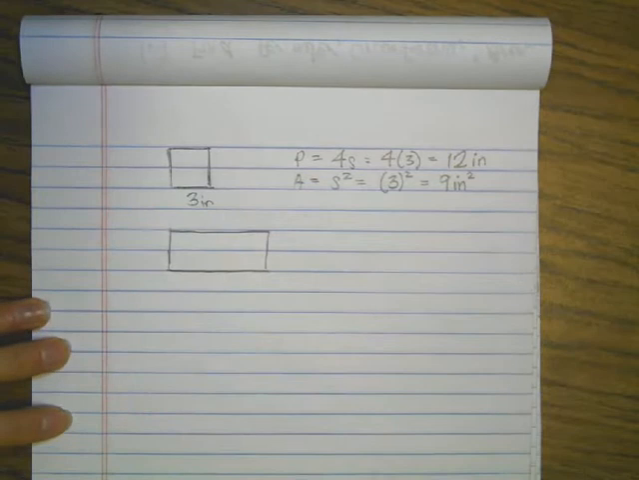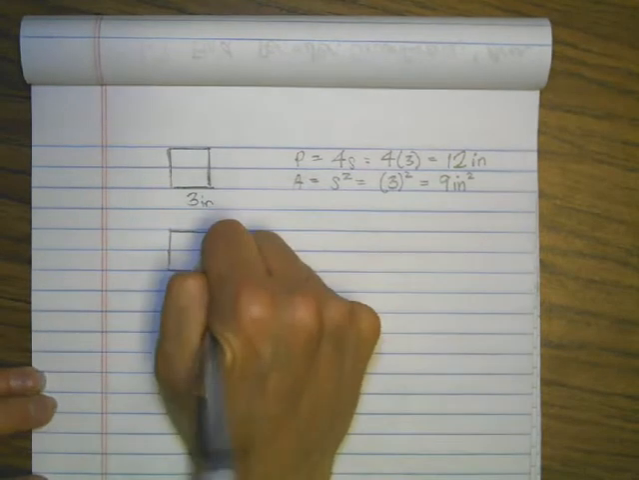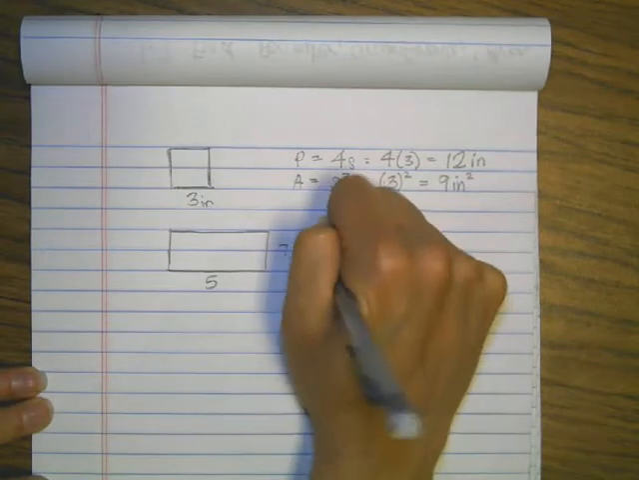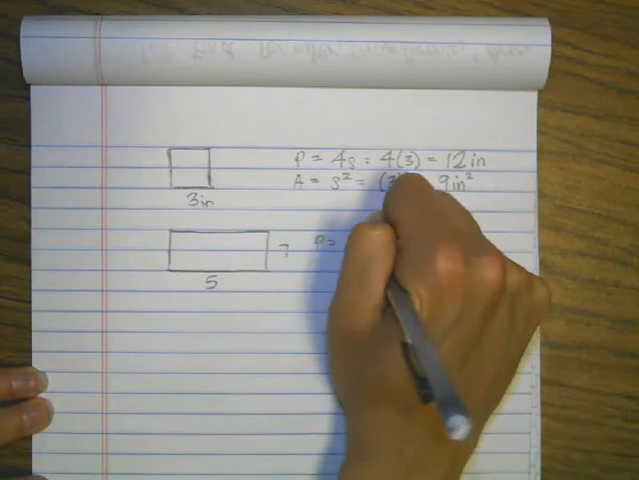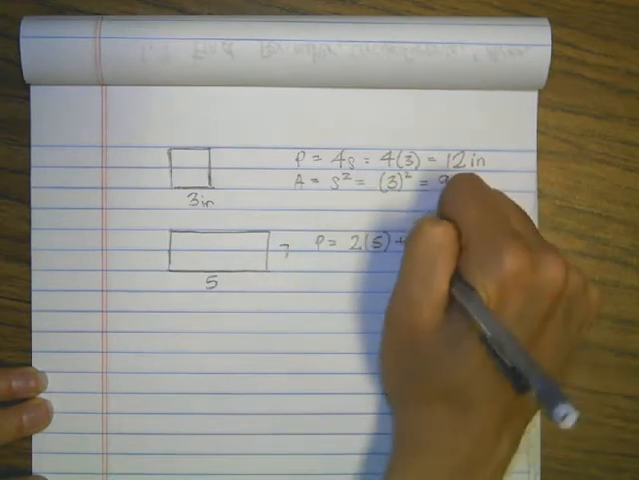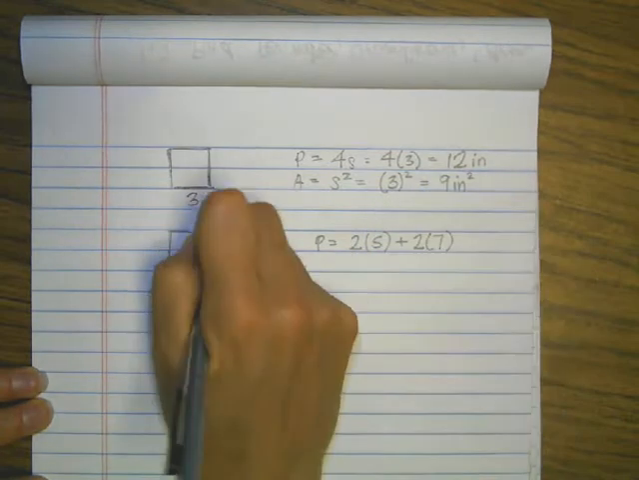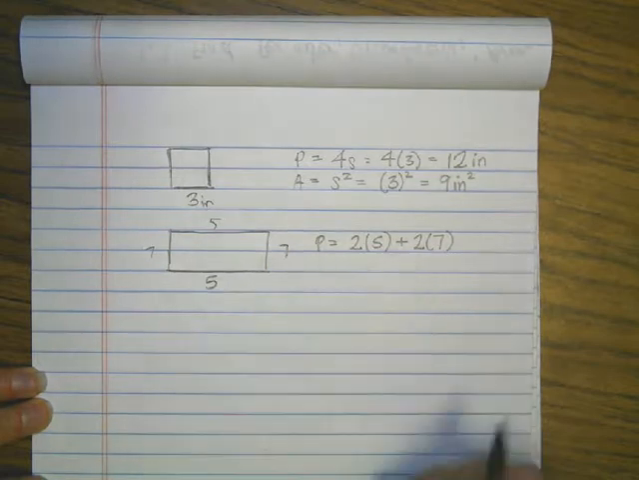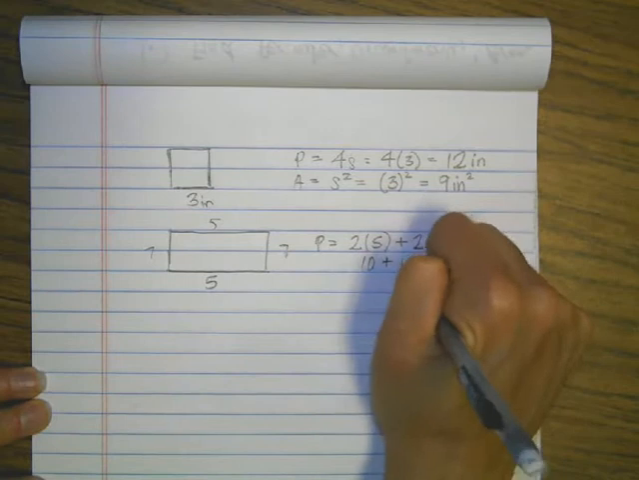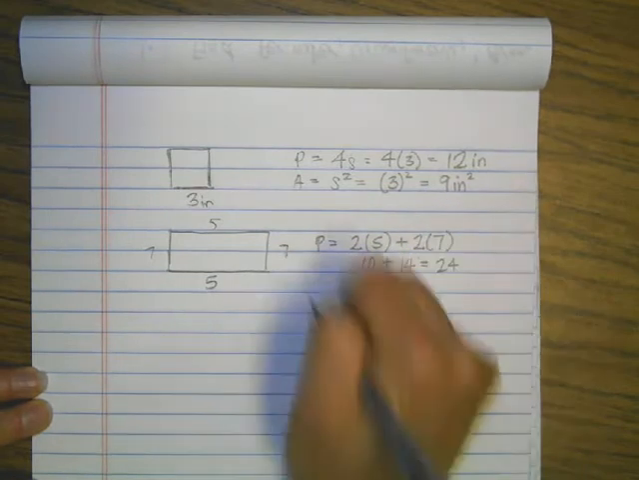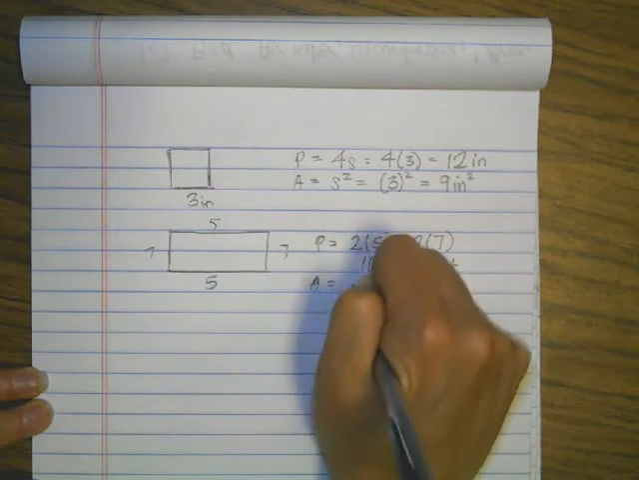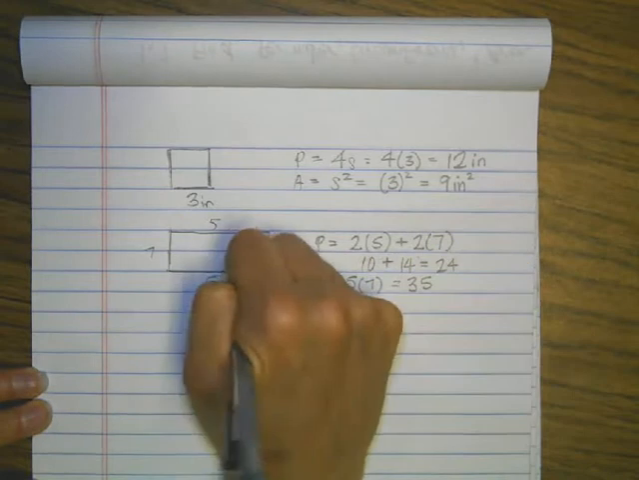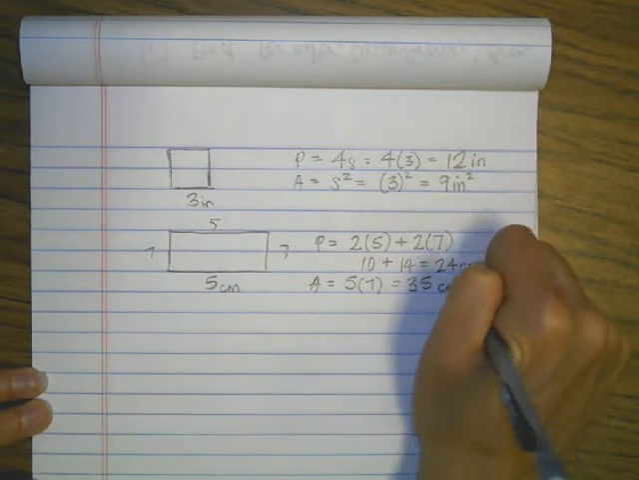Let's say you have a rectangle, and you have 5 and 7. The perimeter is going to be 2 times 5 plus 2 times 7, because this side is also 5 and this side is also 7. So 7 plus 7 is 2 times 7. 5 plus 5 is 2 times 5. So that's 10 plus 14 is 24. And the area is 5 times 7. So that's 35, and let's pretend these are all centimeters, so this would be centimeters squared.